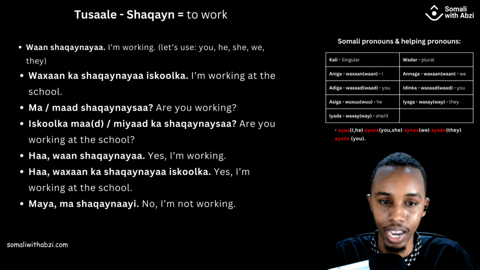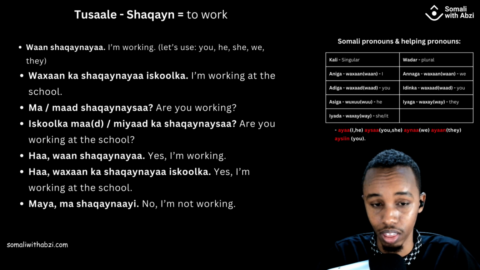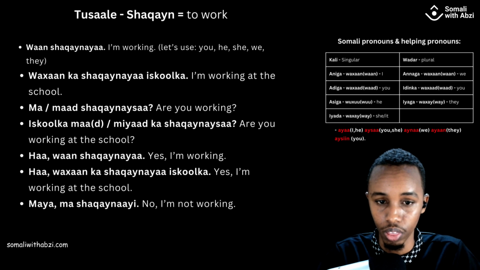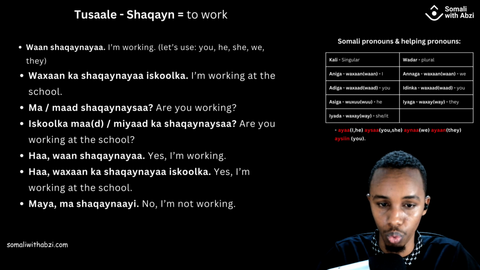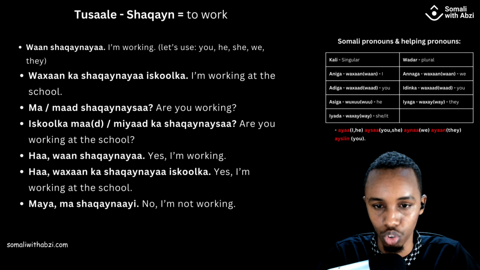The ending for I and he was the same. Wuxuu ka shaqaynayaa iskoolka. He's working at the school. And then the next I can try is you. So you and she have the same ending, asa, but the beginning is different. For you it is waxaad. So waxaad ka shaqaynaysaa iskoolka. That's you're working at the school. And then she, waxay. Waxay ka shaqaynaysaa iskoolka.